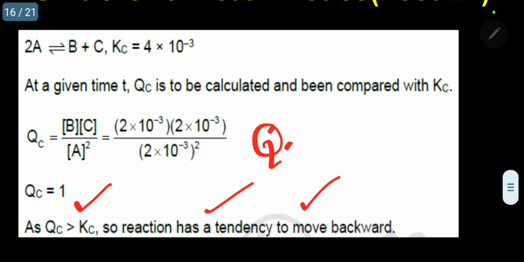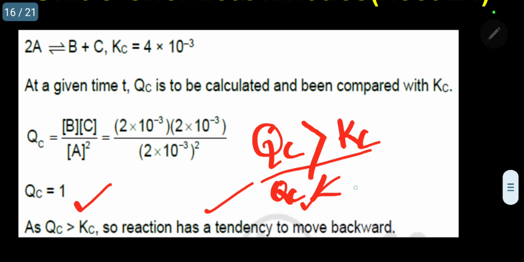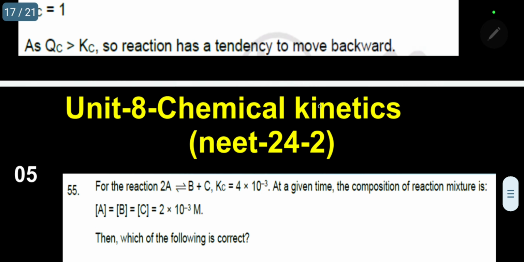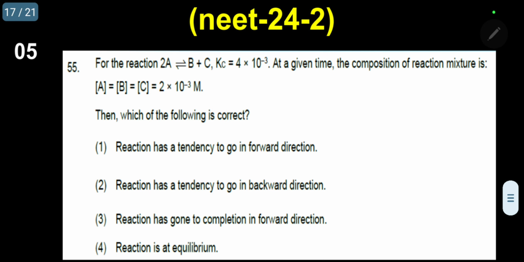So what is the relationship between Kc and Qc? If Qc is greater than Kc, the reaction moves backward. If Qc is lesser than Kc, the reaction moves forward. So the answer is, as Qc is greater than Kc, the reaction has a tendency to move backward. So this is the answer. Reaction has a tendency to go backward.